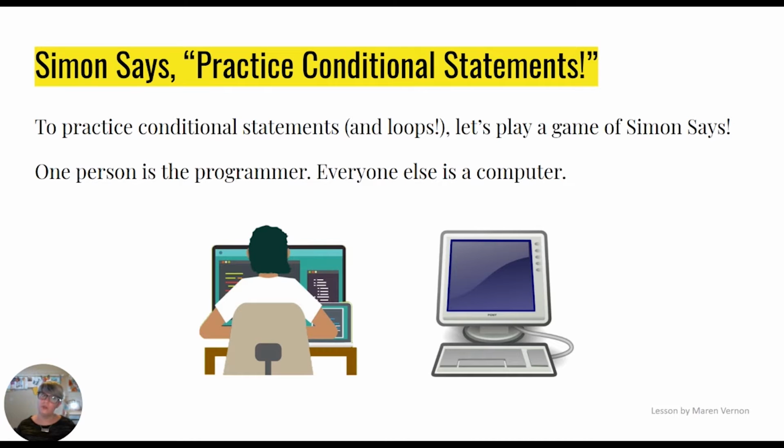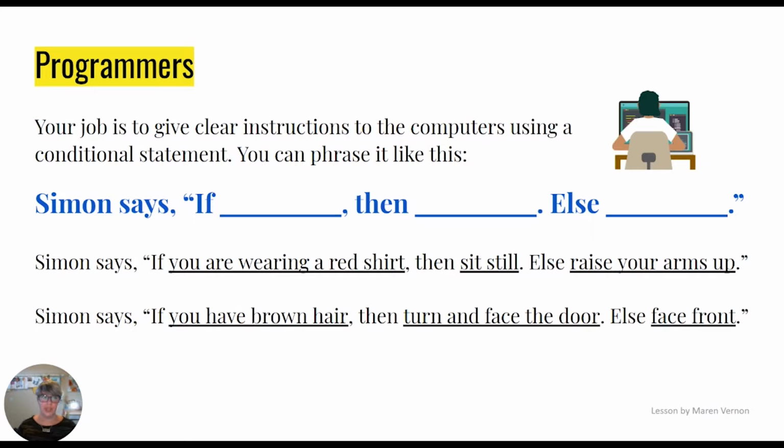With this game, one person will act as the programmer and everyone else is the computer. So, as the programmer, your job is to give clear instructions to the computers, the other players, using a conditional statement. You can phrase it like this. Simon says, if you're wearing a red shirt, then sit still. Else, raise your arms up. Or, Simon says, if you have brown hair, then turn and face the door. Else, face front.